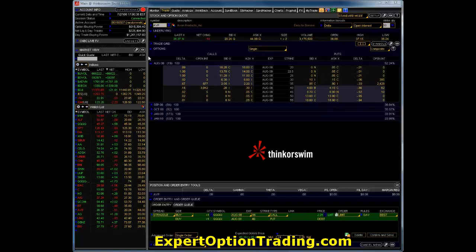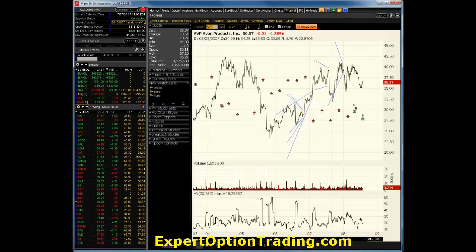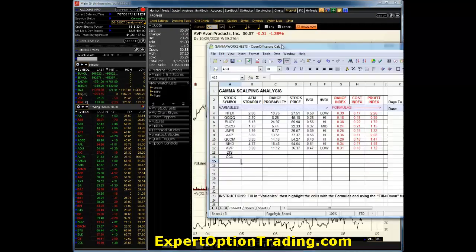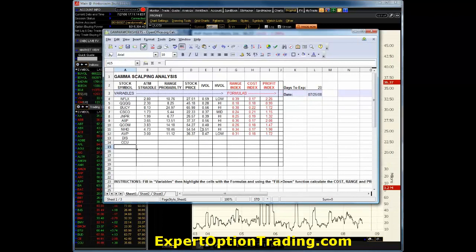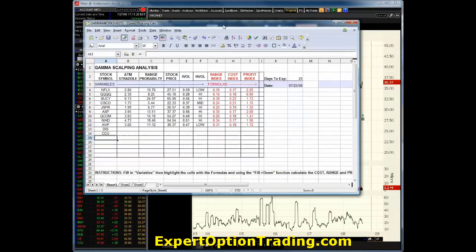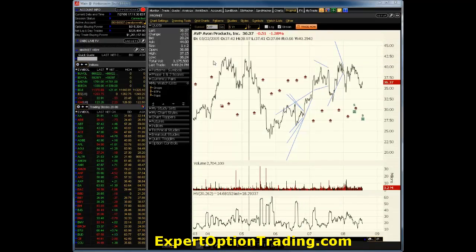Let's take a look at another issue so we can get an idea of whether or not it's going to be a good candidate for our position, and we're going to talk a little bit more about the gamma scalping analysis that we're going to be using. Okay, let's take a look at a couple of issues and how we plug them into our gamma scalping analysis worksheet. I've already got a few up here which I have pre-filled in. Let's take AVP, which is Avon Products, and you can see from a historical perspective that the historical volatility is relatively low on this issue.